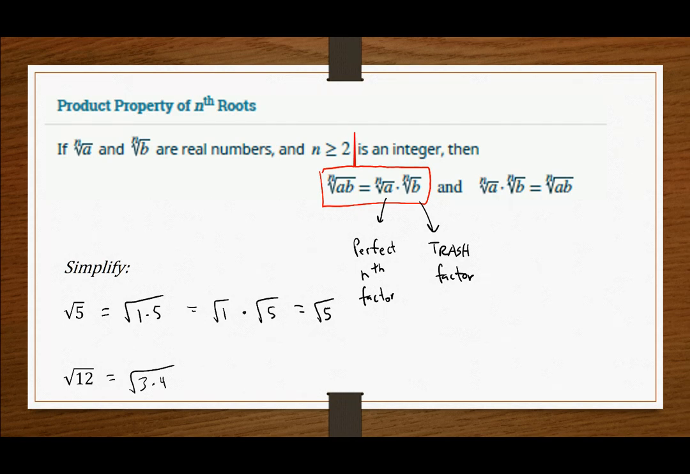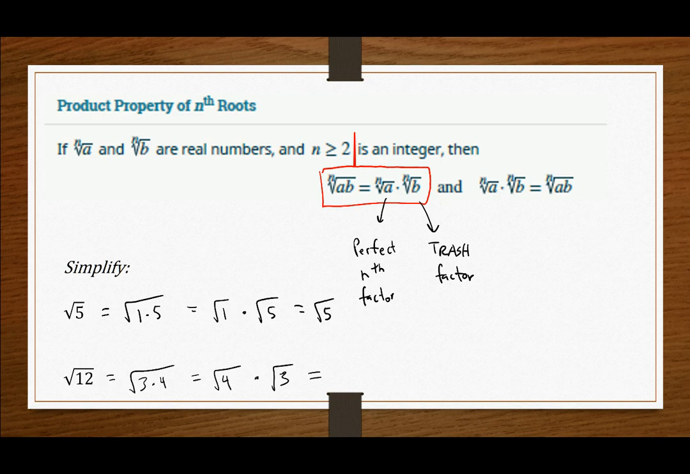In this case, 4 is our perfect square factor. It can be written as a square term. And the square root of 3 is our trash factor. It's going to stay underneath the radical. So when I go to split these, again, I'm going to separate them into their own radicals, my perfect square and my non-perfect square.